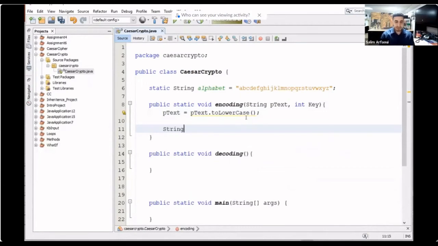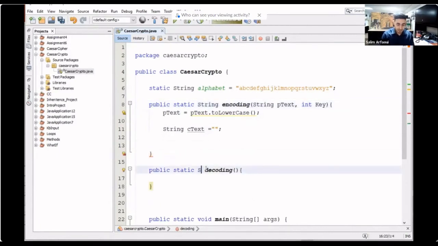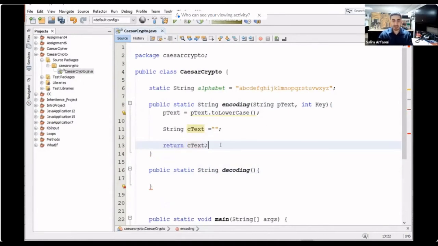And then I'm going to create a variable of type string for my ciphertext, and that's what I'm going to return, right? I'm going to initialize it to an empty string. Actually, I'm going to make this return a string. So the string I'm going to return is the ciphertext. I'm going to make it return the ctext, right? So far, we haven't generated the ctext. However, we're going to return it once it's generated.